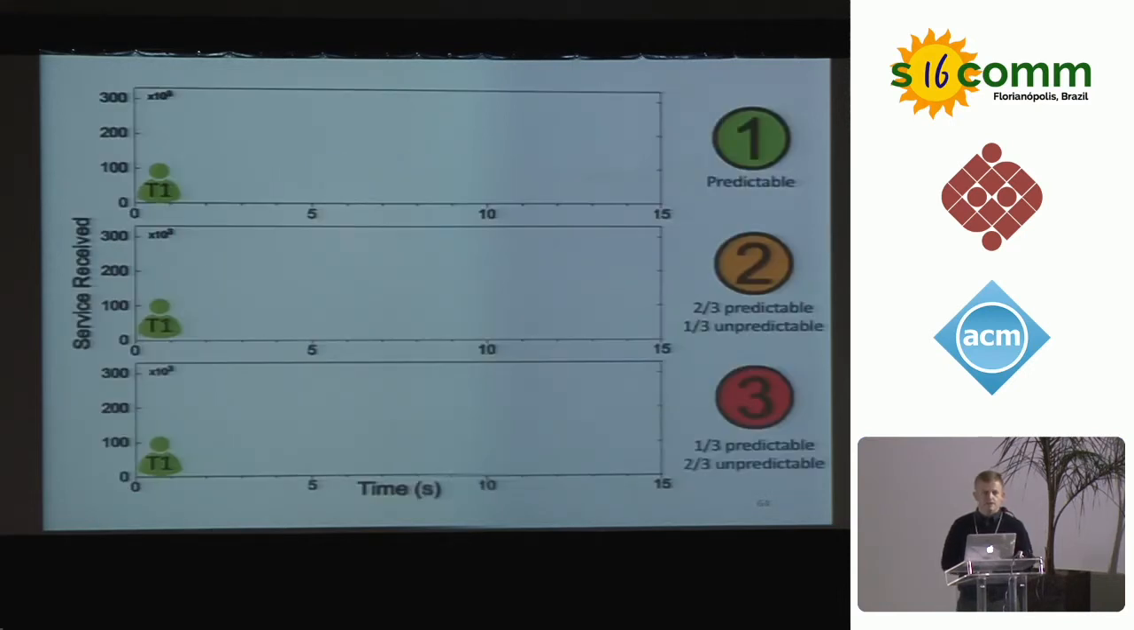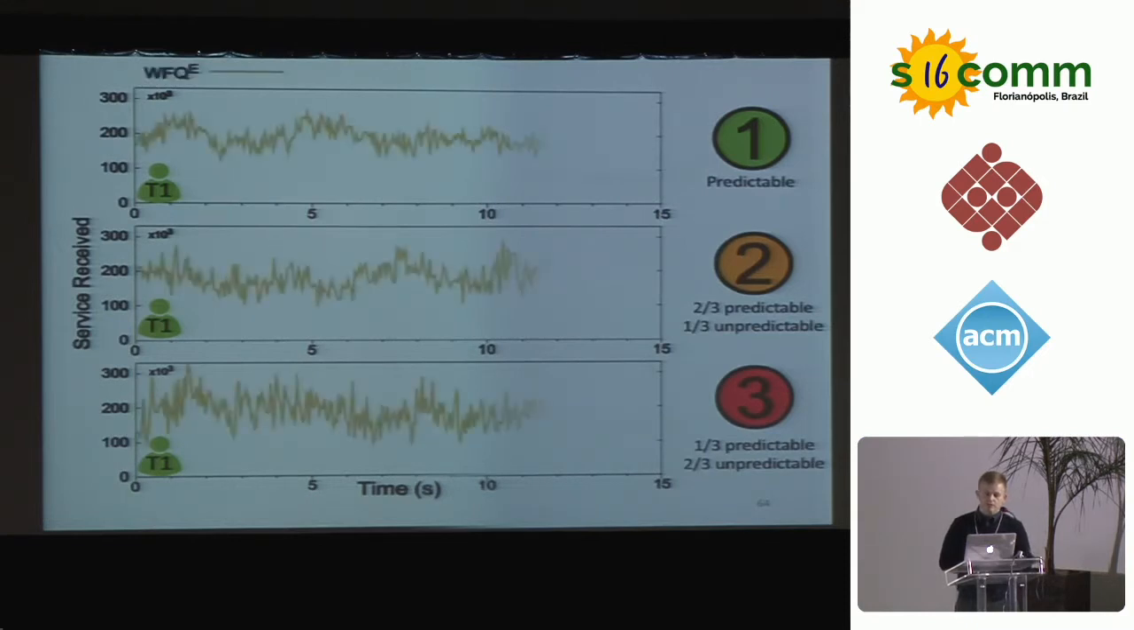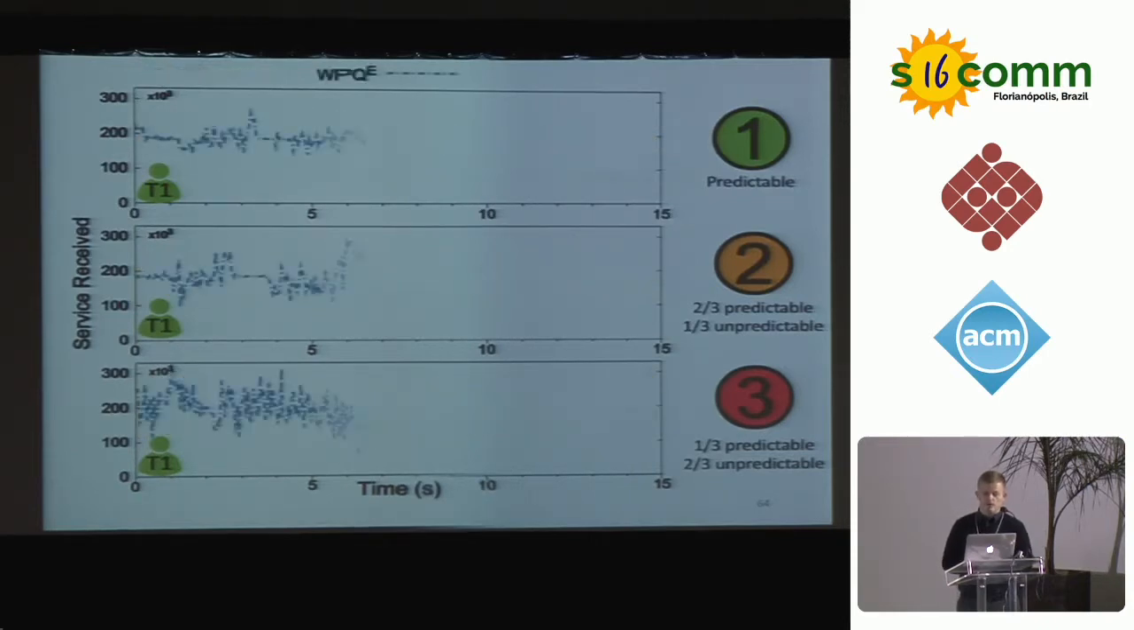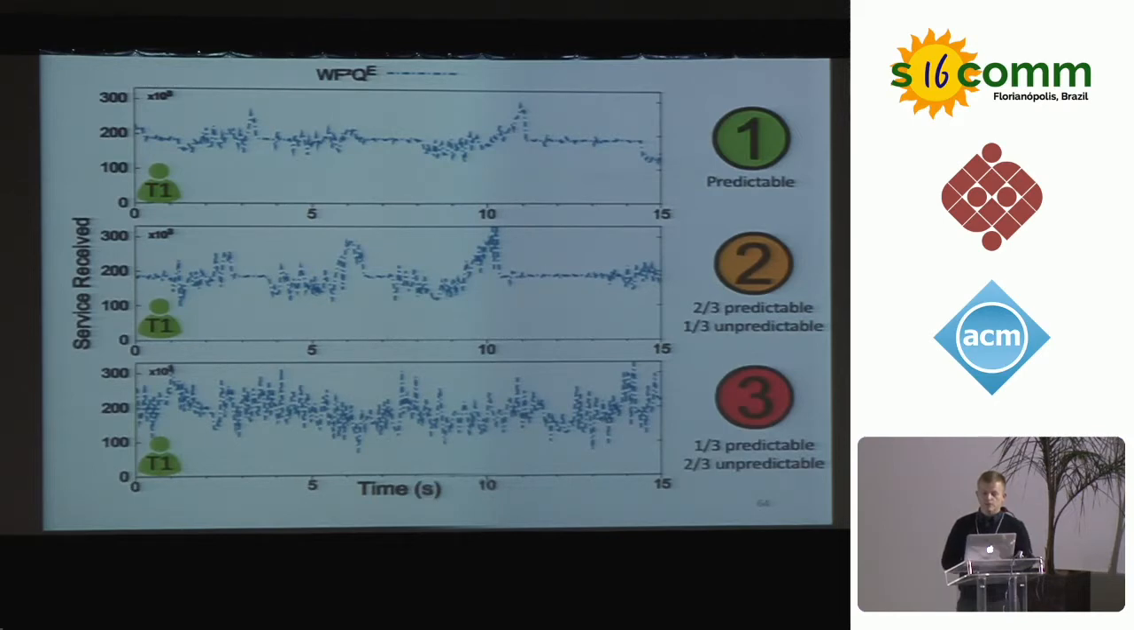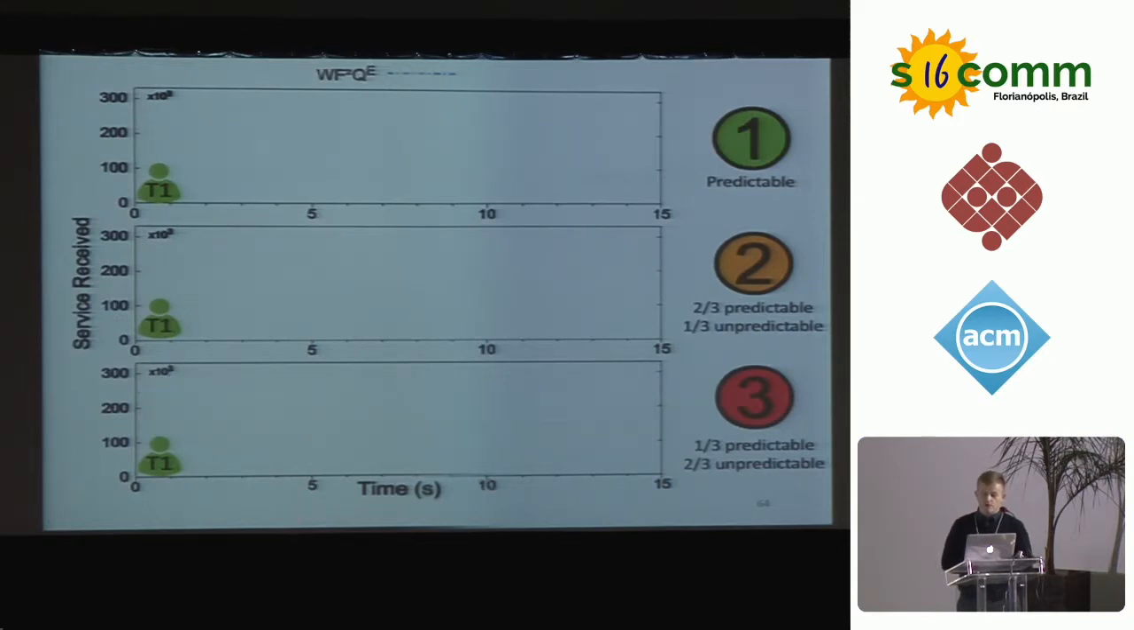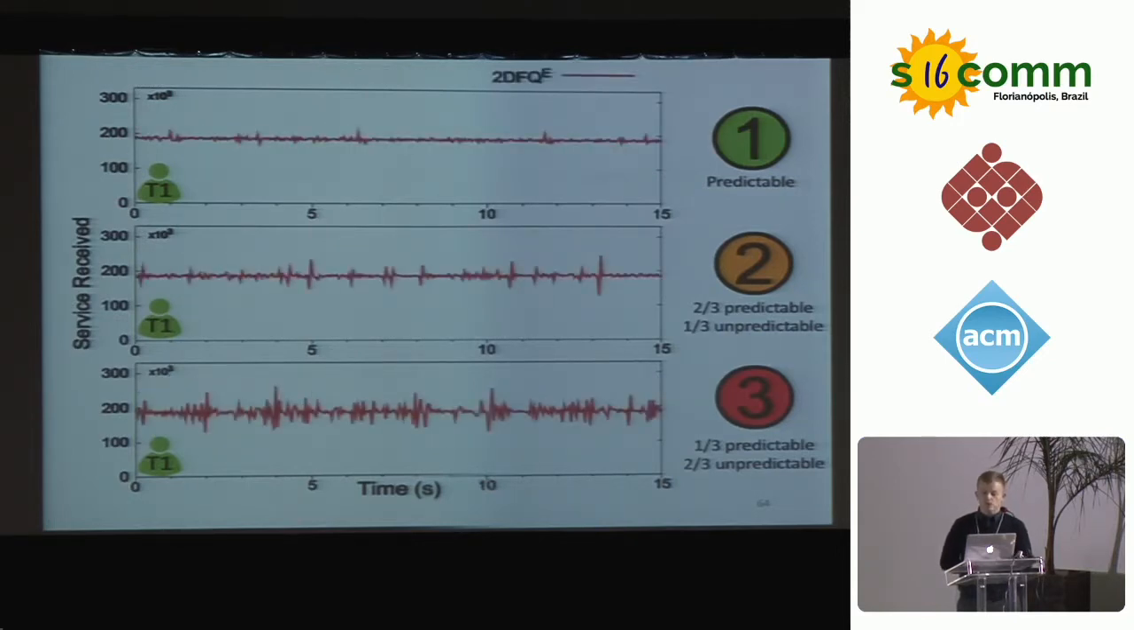Let's look again at T1's throughput. As the workloads become less predictable, weighted fair queuing gives burstier and burstier service. Similarly, WF2Q does reasonably well when the workload is predictable, but also deteriorates as the workload becomes less predictable. Finally, 2DFQ does very well when the workload is predictable, and also deteriorates as the workload becomes less predictable, but by nowhere near as much.